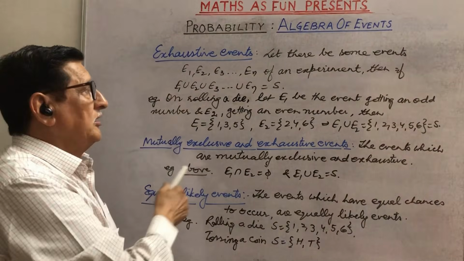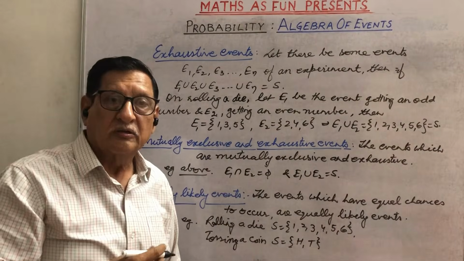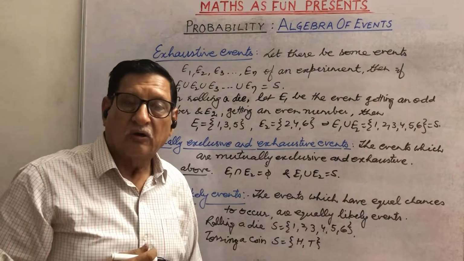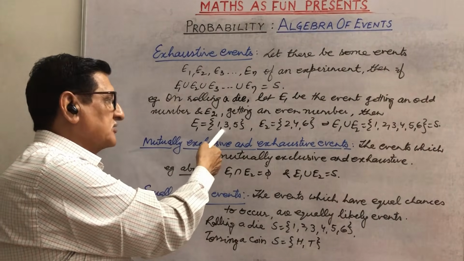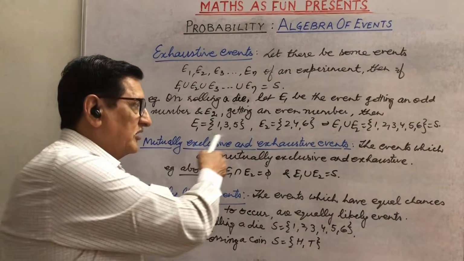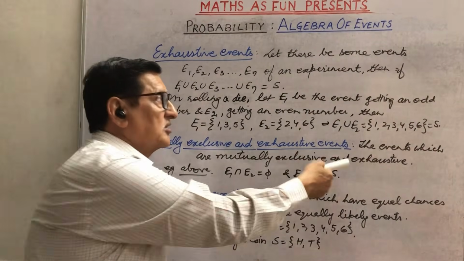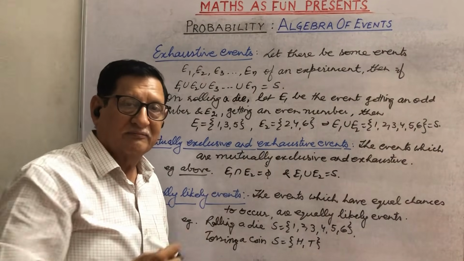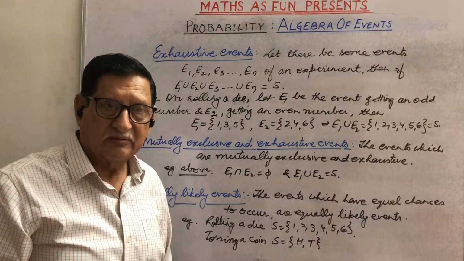For example, on rolling a die, let E1 be the event of getting an odd number and E2 be the event of getting an even number. In that case, E1 contains the elements 1, 3, 5 and E2 contains 2, 4, 6. What is E1 union E2? That is 1, 2, 3, 4, 5, 6, and that is the sample space of the experiment of rolling a die. So these are exhaustive events of the experiment.